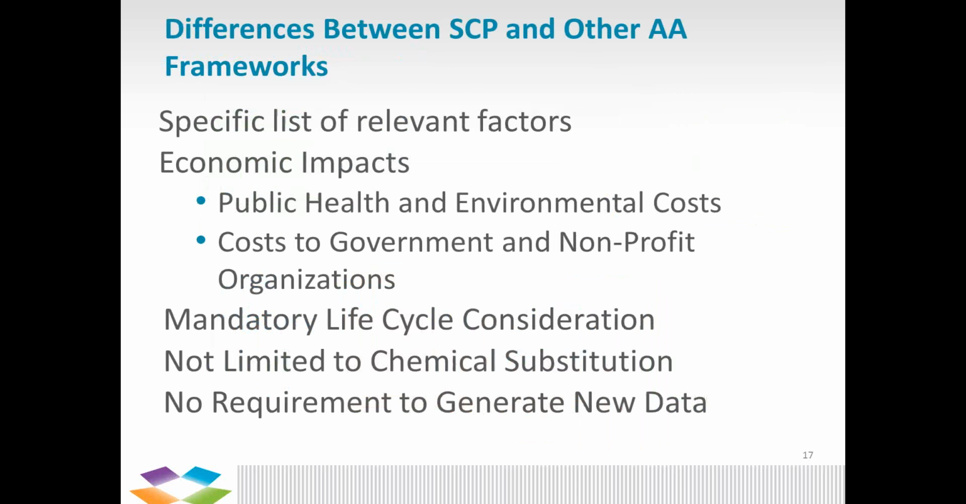A few key things about California's AA process. One is that our regulations specify a multitude of specific factors that must be considered in conducting an AA. And the important thing is that they have to be considered and evaluated. They may not all be a deep dive on them, and we're going to talk a little bit about that. We also require that economic impacts are assessed in detail, including public and environmental health costs and costs to government and nonprofits, and monetizing those costs as best as you can.